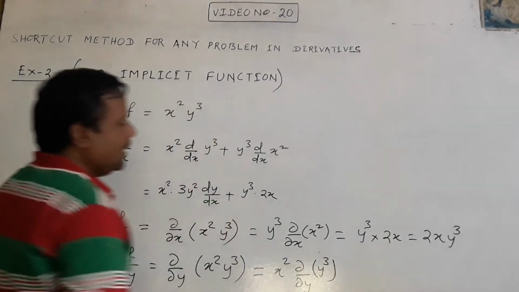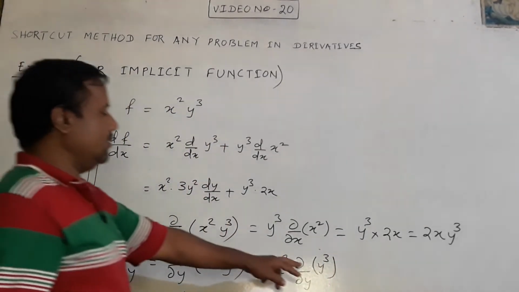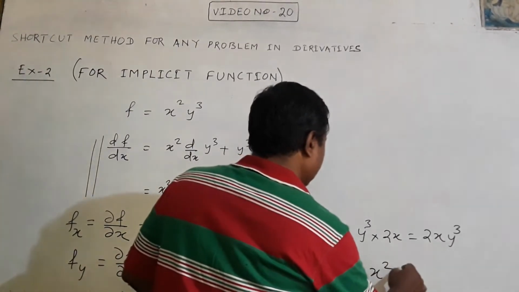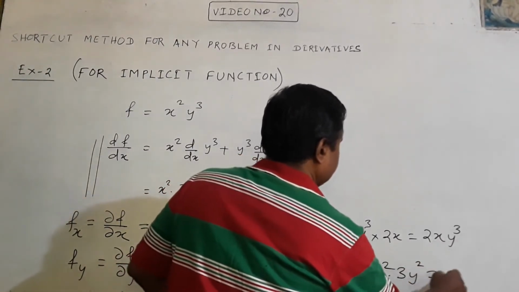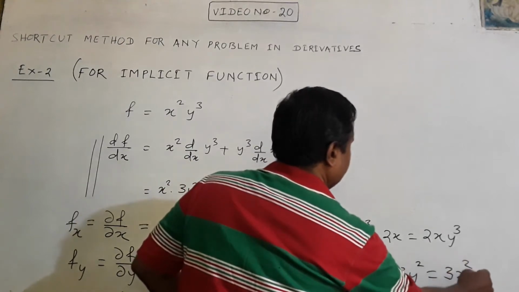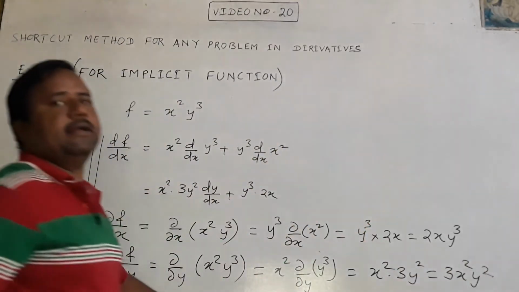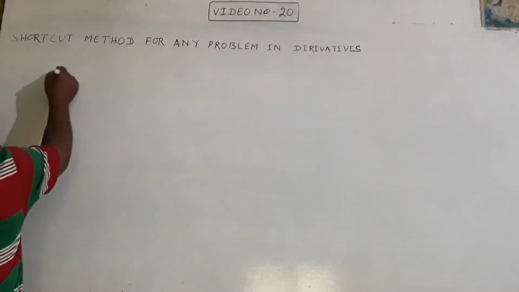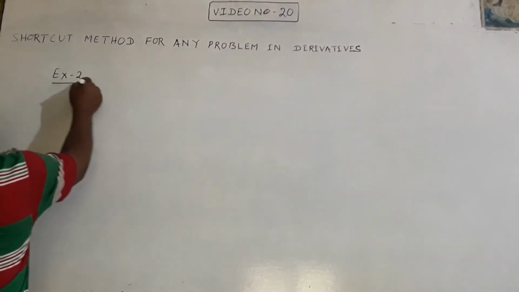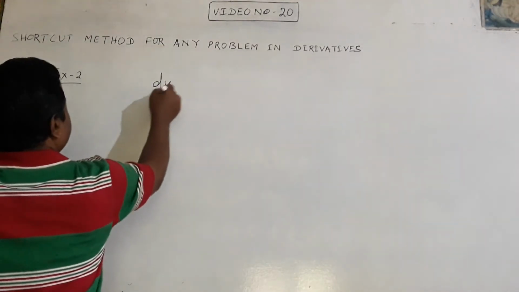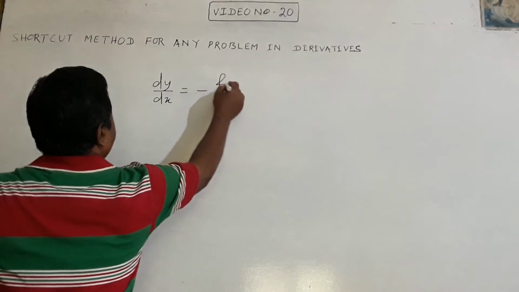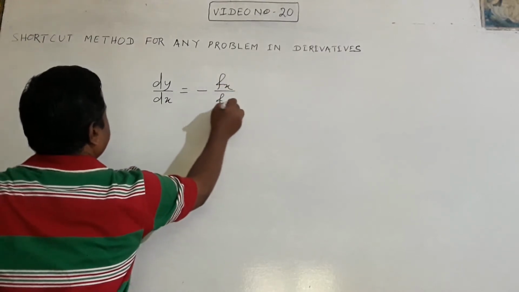And del by del y of y cube is 3y square. So x square into 3y square is 3x square y square. Okay. Now there is a new formula for this example too. What is dy by dx? dy by dx is equal to minus fx by fy.